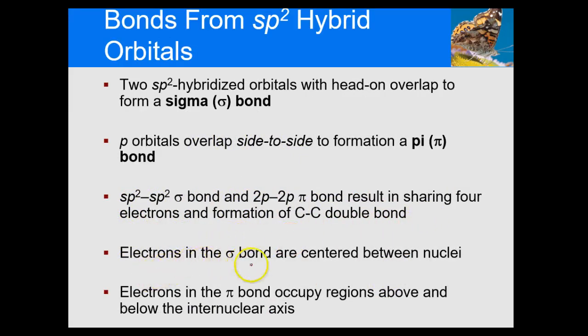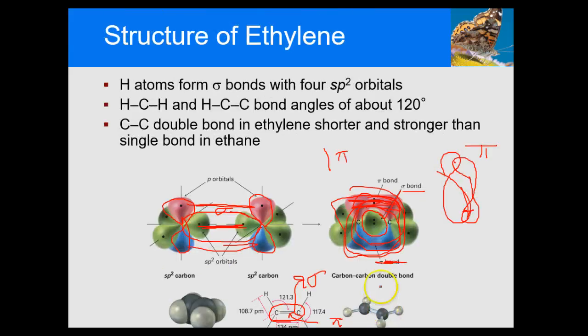We talked about how electrons in the sigma bond are centered between the nuclei. Electrons in the pi bond occupy regions above it. Right, that's why it's called a pi bond. It's not centered around the nucleus. It's just kind of being shared. Pi bonds are much weaker bonds. They aren't as strong. But the more pi bonds you have, actually, you can do a lot more types of chemistry with the pi bonds.